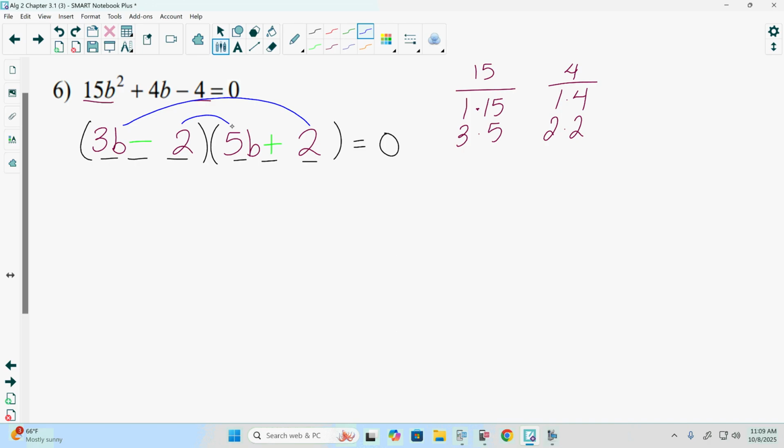And lastly, we're going to check. 3b times 2, 3 times 2 would be 6b, positive 6b. Negative 2 times 5b, negative 2 times 5 would be negative 10b. And 6b minus 10b is negative 4b. Is that the middle term we wanted? No. So what would we need to do to fix it?